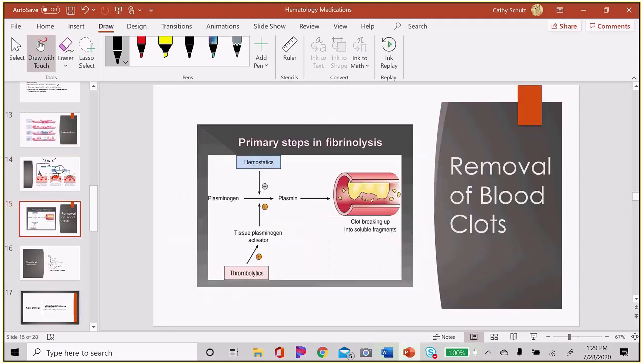If you want to actually break down the clot, get rid of the clot that's already been formed, then you have to give something that's going to activate plasminogen in order to break up the clot, and that is thrombolytic therapy. And so those are the medications that we're going to talk about now. Antiplatelet therapy, anticoagulation therapy, and then thrombolytics.